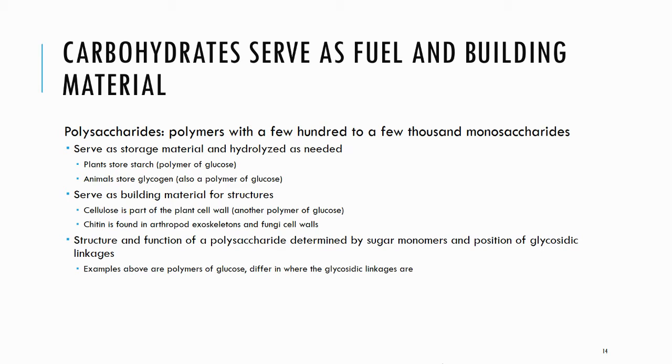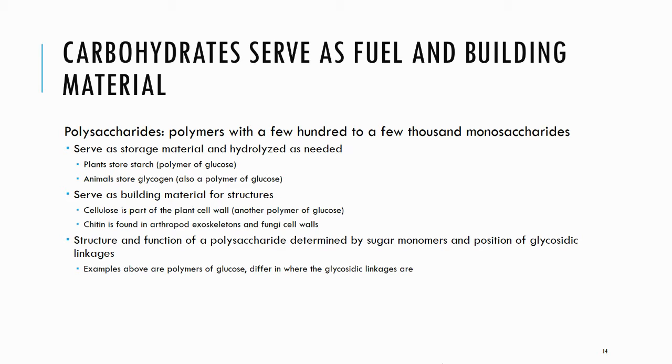Polysaccharides are polymers that can contain a few hundred to a few thousand monosaccharides. They serve as storage material and are hydrolyzed as needed. So that's one function of polysaccharides. Plants store starch and animals store glycogen. Both of those are a polymer of glucose, but their glycosidic linkages are in different places.